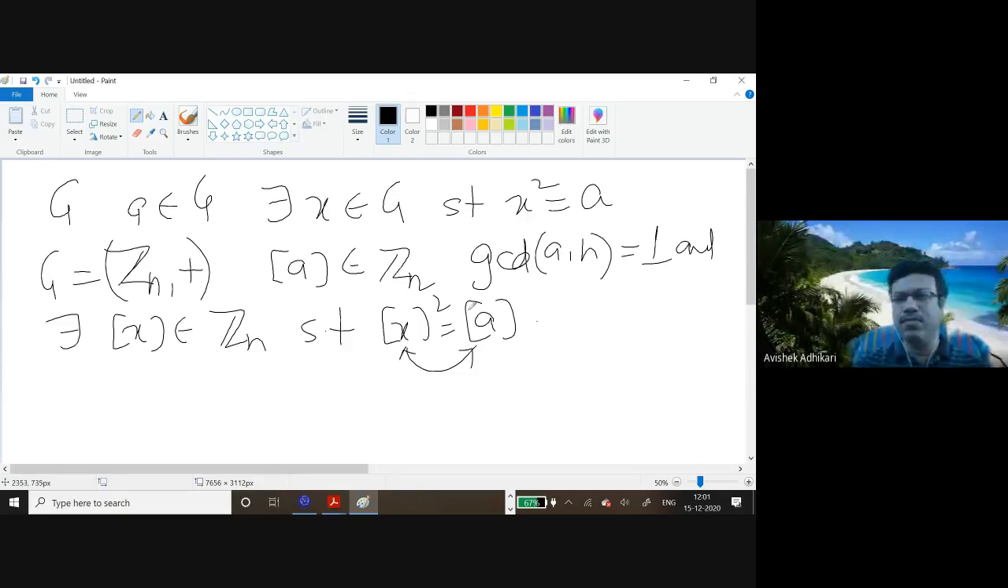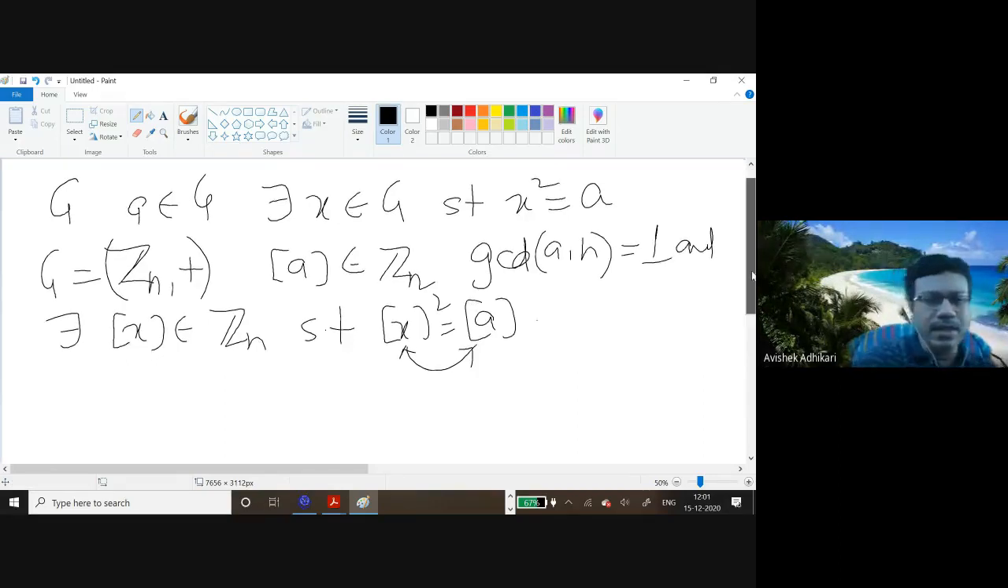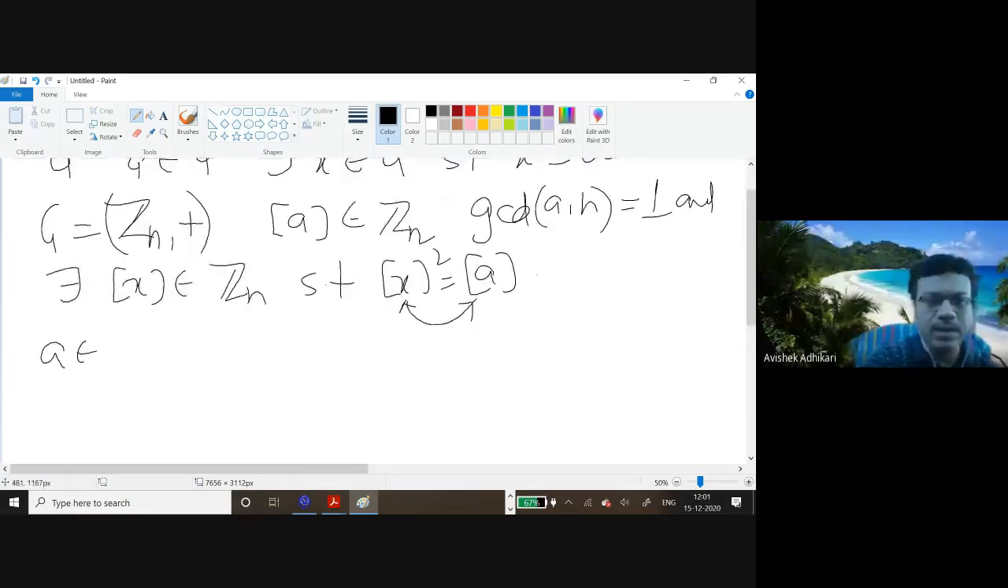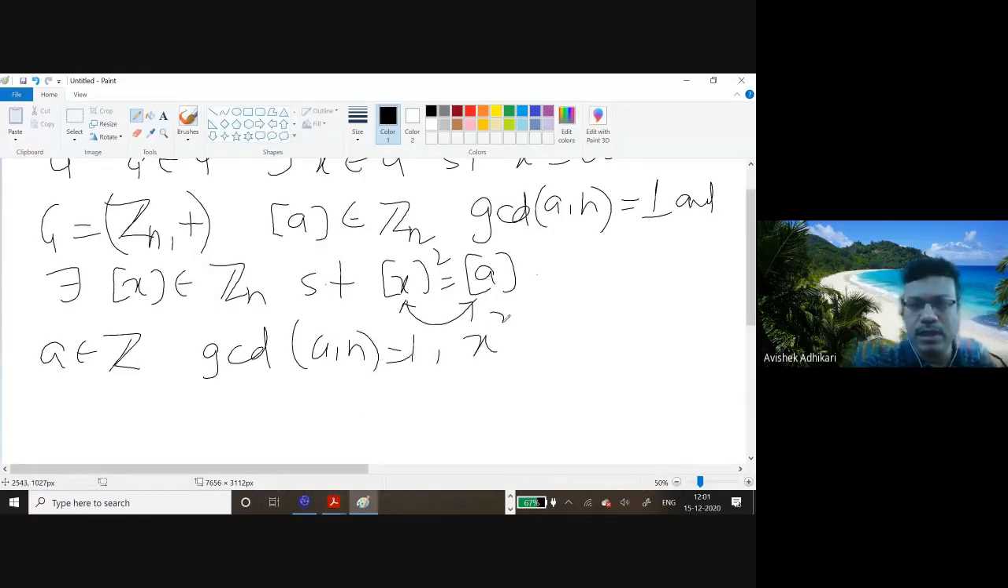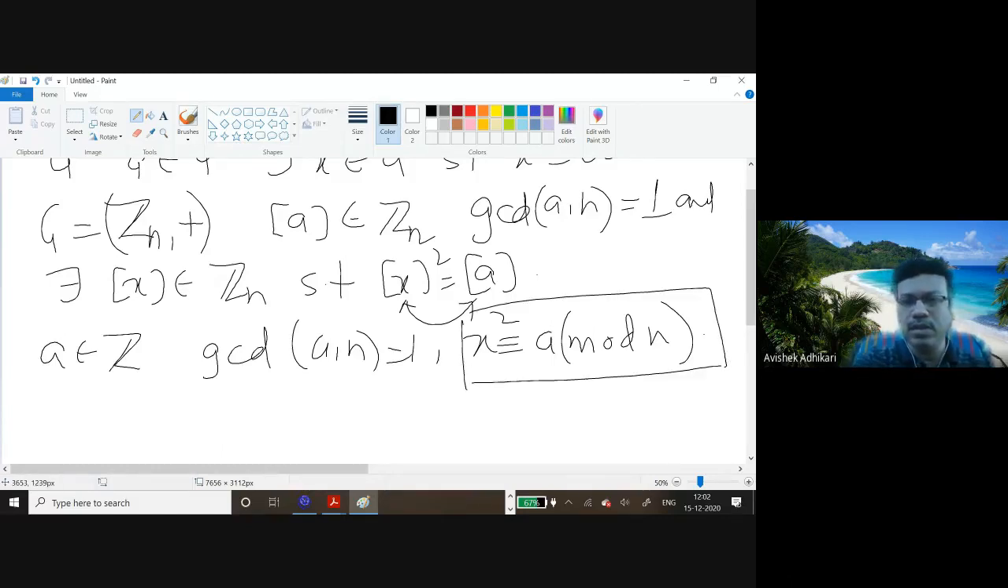In general, we say that an element A belonging to Z, usually a positive integer, is said to be a quadratic residue modulo n if GCD of A and n equals 1 and the equation X squared congruent to A modulo n has a solution in Z. That means it should have some integer solution. Then we say that A is a quadratic residue modulo n.